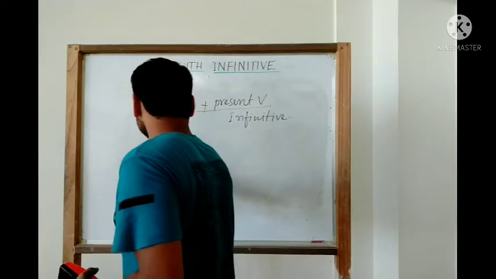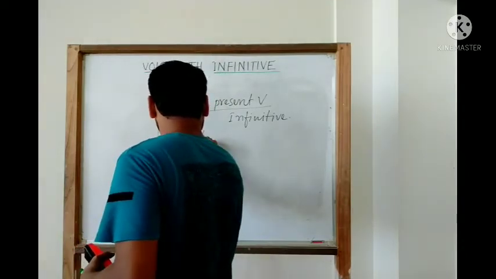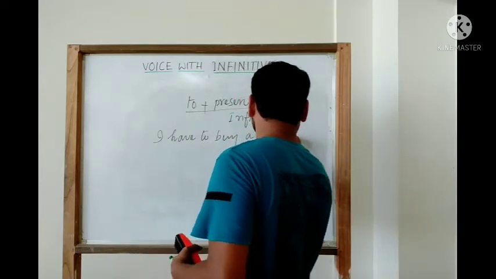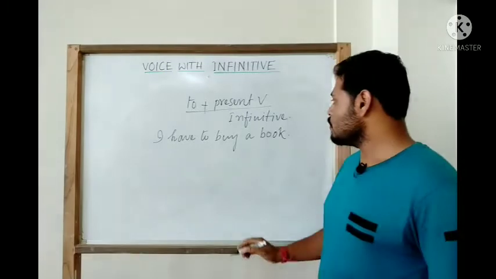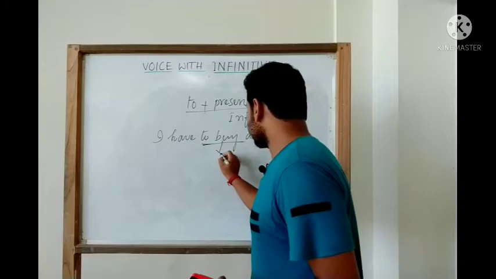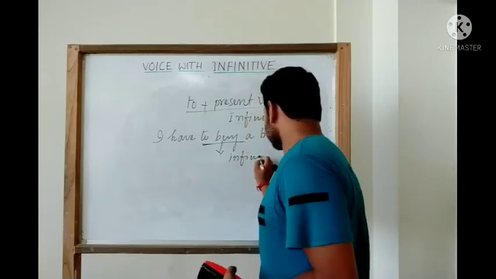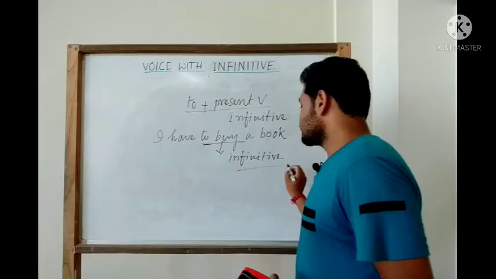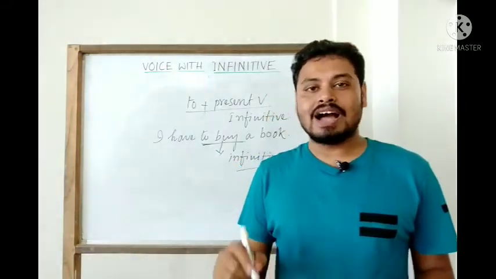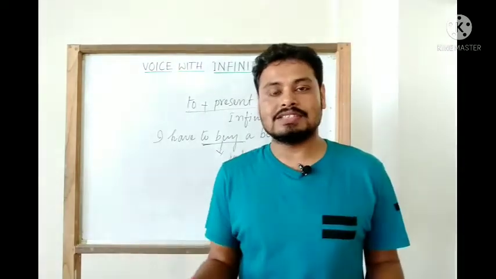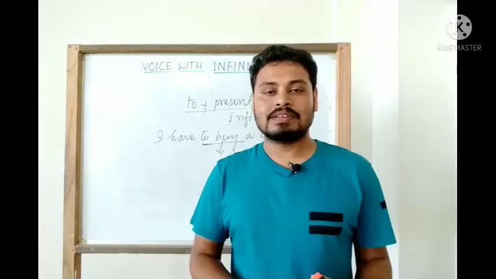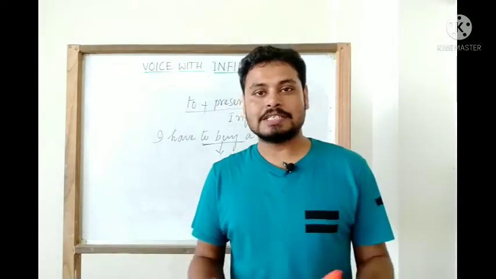If I write like this, I have to buy a book. You see this sentence, I have to buy a book. To buy, this is the infinitive. Now today in this class, we will learn how to change those sentences from active to passive having this kind of infinitives. So without further delay, let us begin.